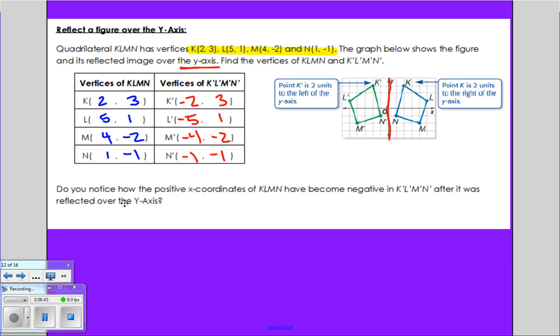positive 1 to negative 1. And if you notice, when you're looking at the y-axis or even the x-axis on the last one, if we just go up here, K is 2 units away from the y-axis on the right side. Its reflection is 2 units away on the left side. Letter N down here is 1 unit away from the y-axis on the right side, and its reflection is 1 unit away on the left side. We can do that for any of these letters. We can just count how many units away from the axis it is and reflect it over the exact same number of units on the other side.